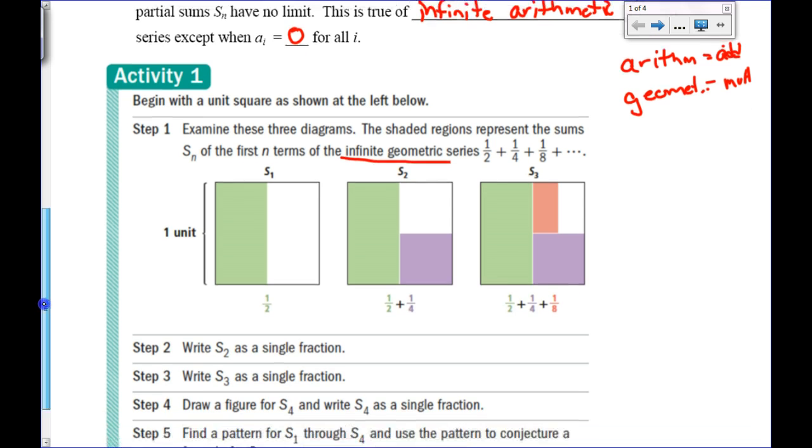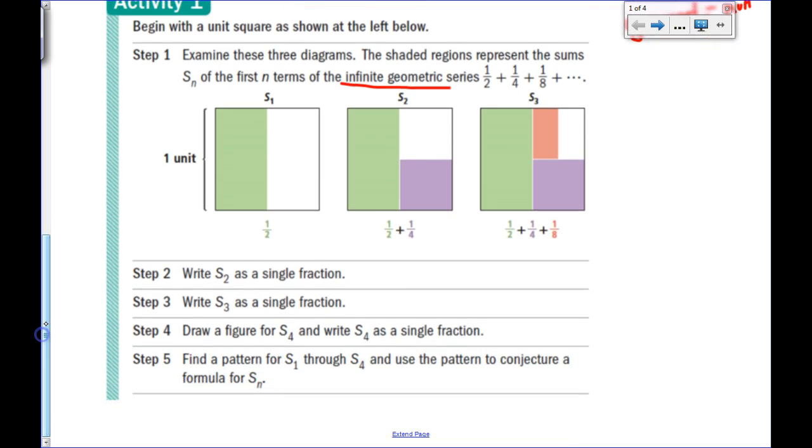Okay, hold on. Step 2 says write S2 as a fraction. So what is S2? 1/4. No, 3/4. Okay. S3 as a single fraction. How would you write that? 7/8. Okay. How about S4? It says draw a figure for S4. So let's do that.